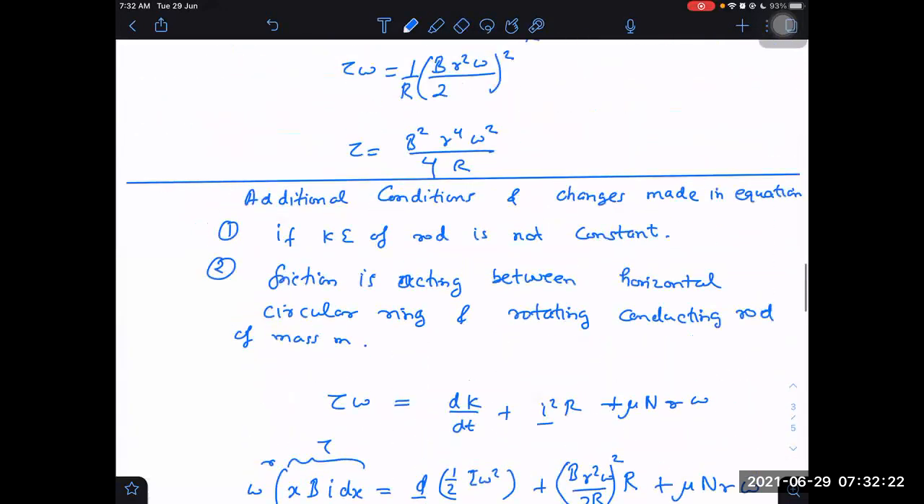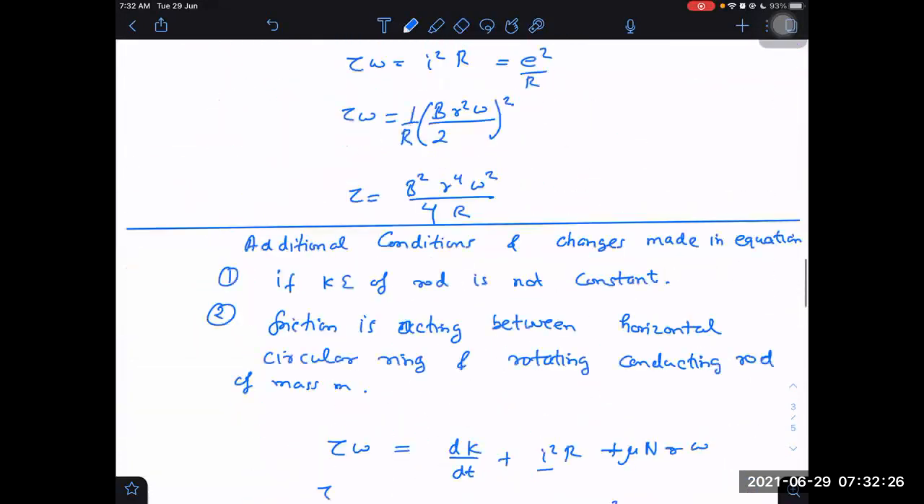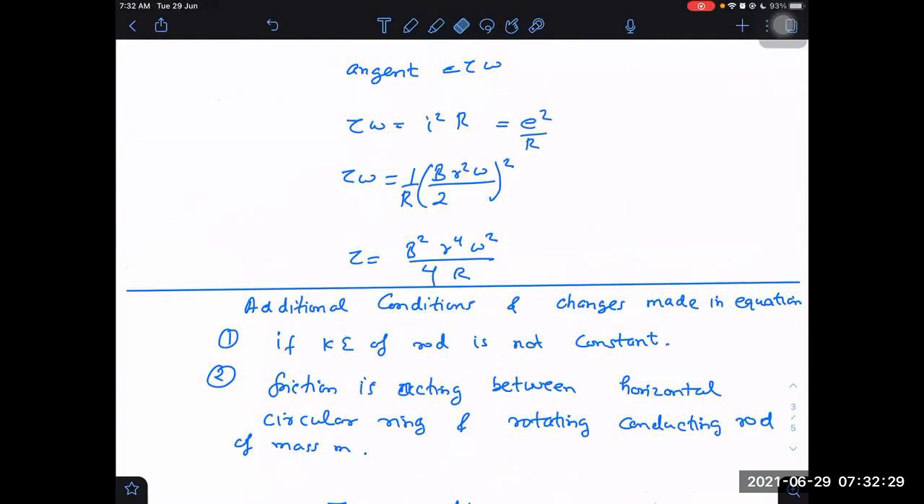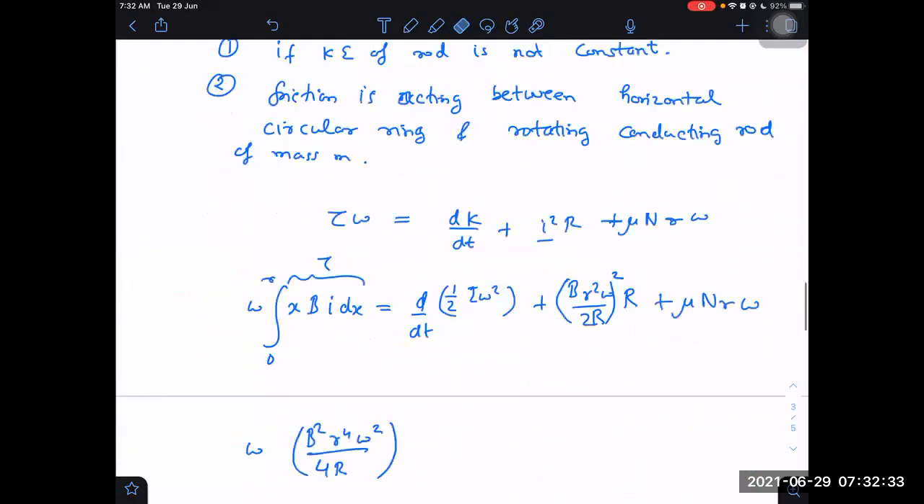That was only torque, right? I think I have written one extra omega there. Yes, sir. Down omega will... that omega will not be there. So this omega will not be there. Then only this will be the torque.